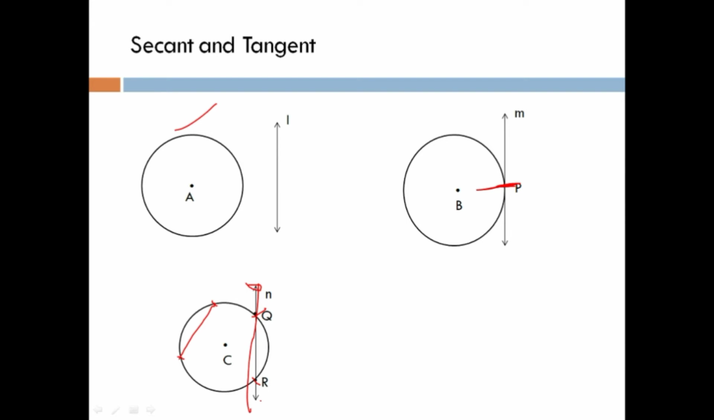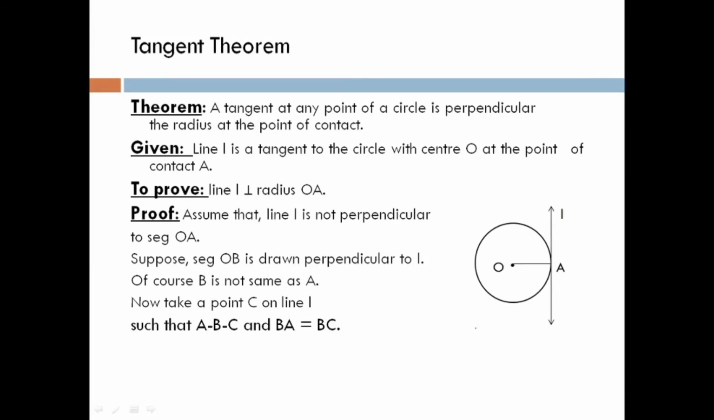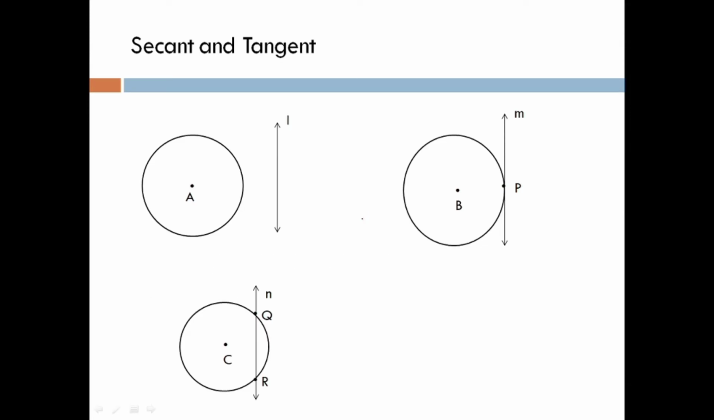Now moving to the next topic, that is the tangent theorem. Now we have the tangent theorem in front of us. The statement of the theorem is: a tangent at any point of a circle is perpendicular to the radius at the point of contact. Now before starting this theorem, I just forgot to mention one thing about the tangents.